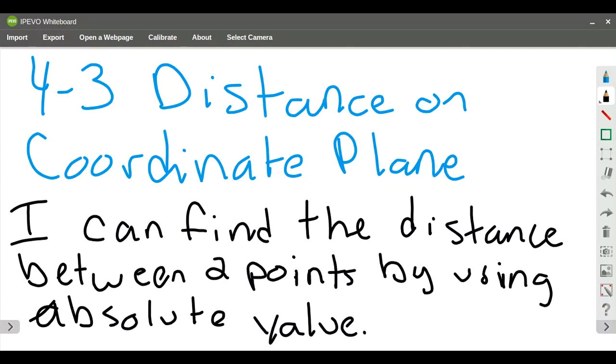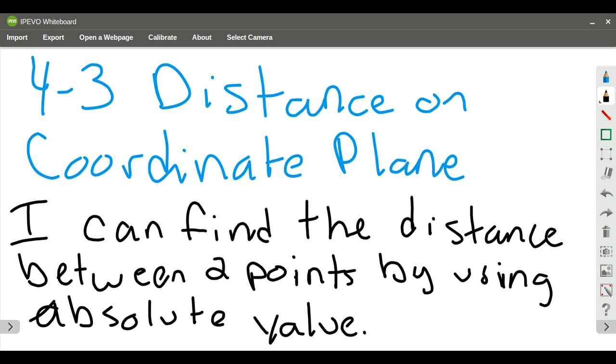So today we're going to continue our exploration of the coordinate plane by looking at distance. When we talk about distance on the coordinate plane, we're going to be finding the distance between 2 points on the coordinate plane by using absolute value. If you recall, absolute value from topic 3 was the distance from 0. So we're going to use those distances from 0 to help us determine how far apart two coordinates are. So let's go ahead and get started.